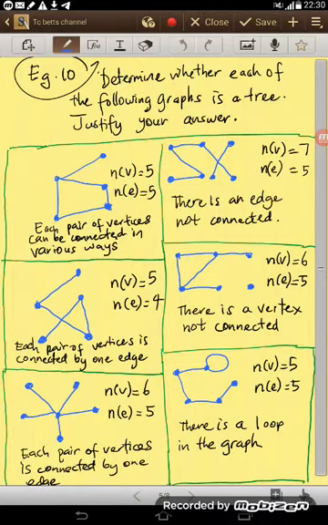Okay, let us see example 10. Determine whether each of the following graphs is a tree. Justify your answer. Okay, let's see. Here, the first thing you do is count how many vertices. You have 7 vertices, and the number of edges is 1, 2, 3, 4, 5. So this already does not follow rule number 3. The number of edges should be 6 because 7 minus 1.